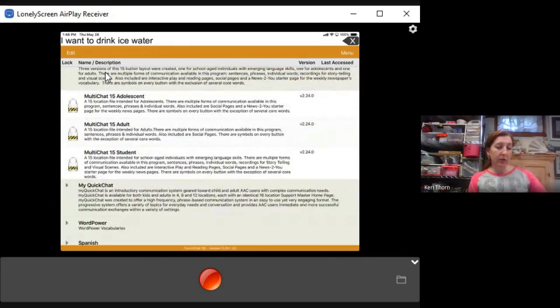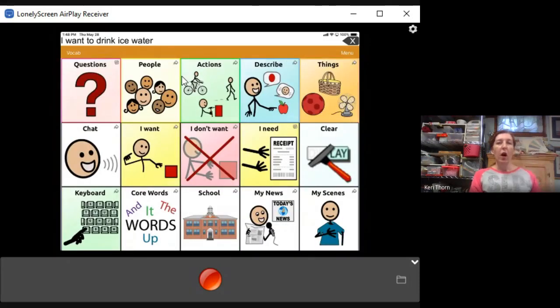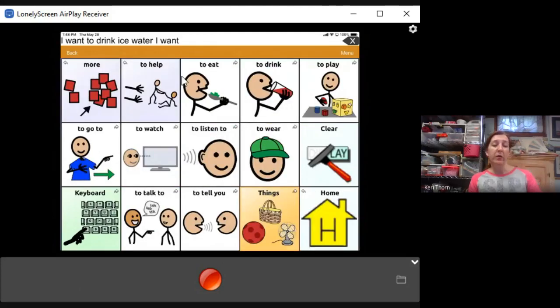Also included in the base version is multi-chat. So we have a student version, an adult version, and an adolescent version. Most of our students have one, so this should look pretty familiar. We do tweak it a little bit in terms of what's on this main page, because really it's prime real estate. You want to have the most important words on that main page for our students. It is very phrase-based. So if I start with I want, it's automatically bringing me to verbs that are very common for our students.